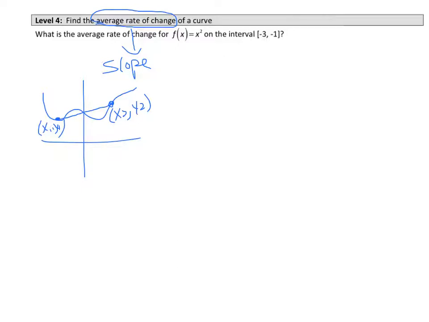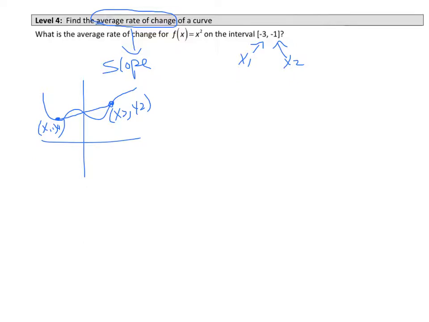Now, in this specific example, the average rate of change for f of x equals x squared on the interval -3 to -1. Remember that an interval is 2 x values, so this is basically your x1 and your x2. But we need the y values that go with those x's so that we have 2 points and we can find the slope between those 2 points. To get the y values, we can plug the x values into the function.